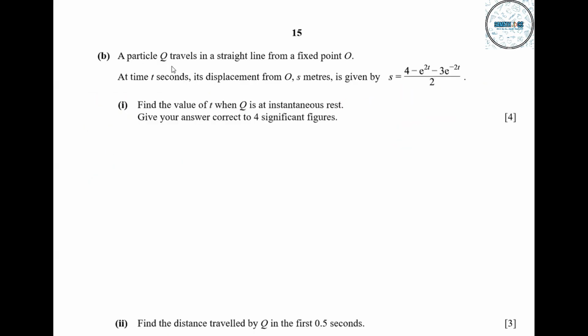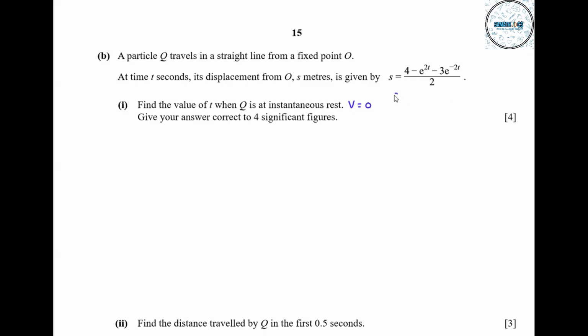Part B. A particle Q travels in a straight line from a fixed point O. At time t seconds, its displacement from O, s meters, is given by s is equal to 4 minus e power 2t minus 3 e power minus 2t, all upon 2. Part 1. Find the value of t when Q is at instantaneous rest. Instantaneous rest means velocity is equal to 0. Give your answer correct to 4 significant figures.